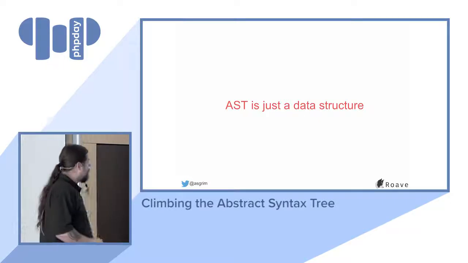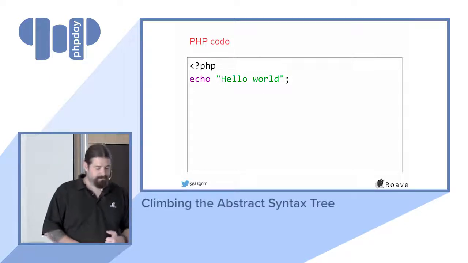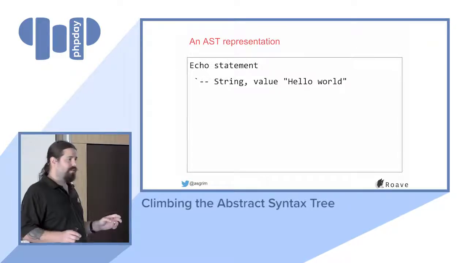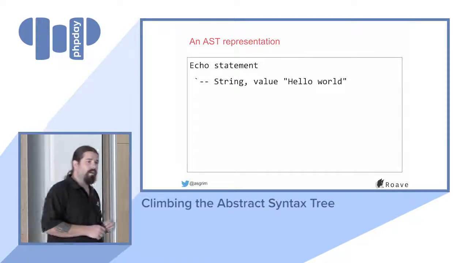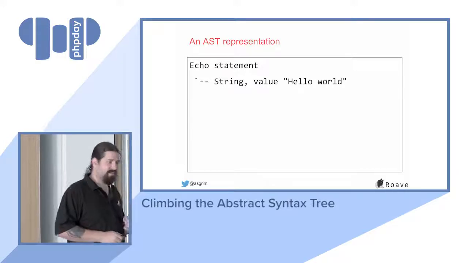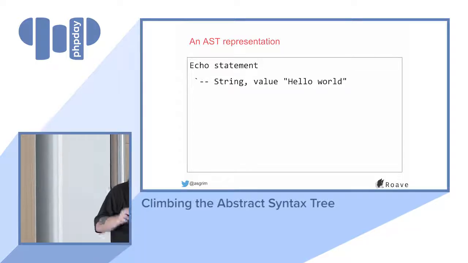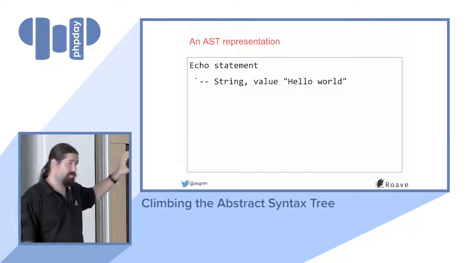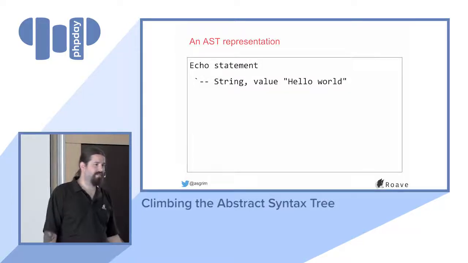Anyway, so we got some PHP code. We know what this does, hopefully. And this is an AST representation of it. It's not the AST representation because there isn't a single representation of it. So yeah, it's represented as a tree, funnily enough, because that's in the name, abstract syntax tree. We've got an echo statement, and the sub-value there is a string with the value hello world. And that's all we need to represent that piece of code.